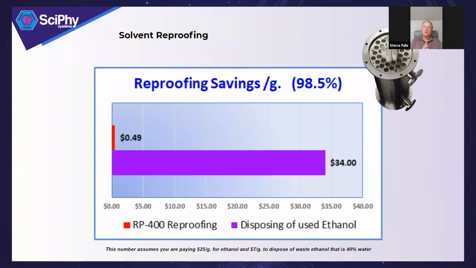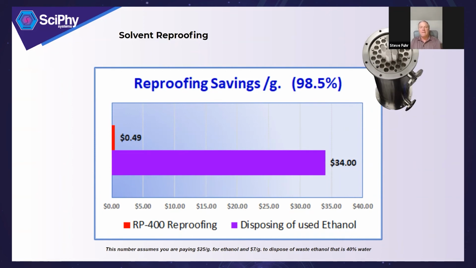I can only think of two processors in Colorado that are currently reproofing their ethanol. But the cost of having to buy, say, a gallon at $25 and then call a company like Safety Clean and have them cart away that ethanol at $7 a gallon is a very expensive cost, because then you have to go out and spend another $25 to replace the gallon you just threw away.